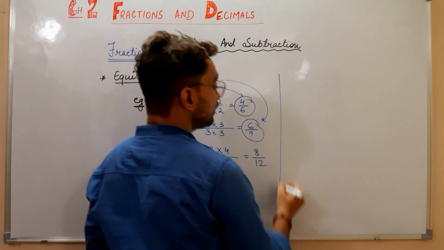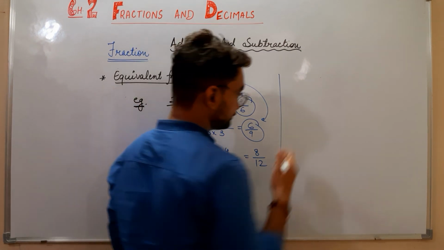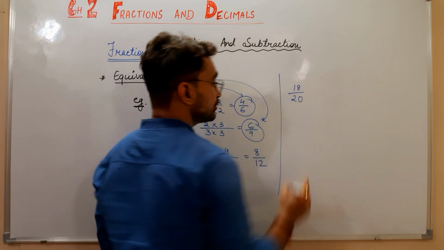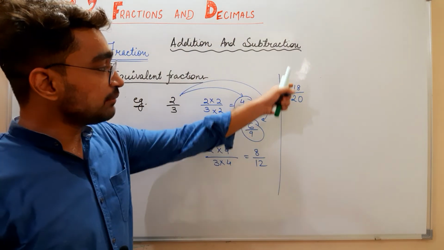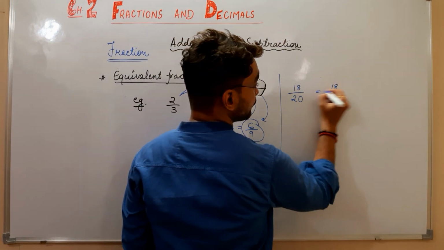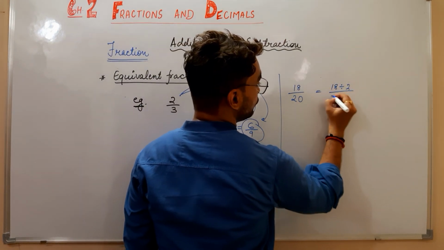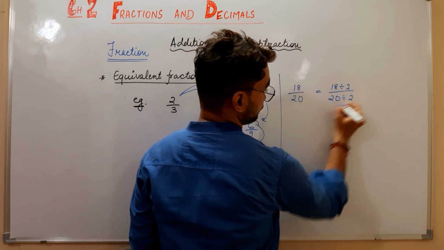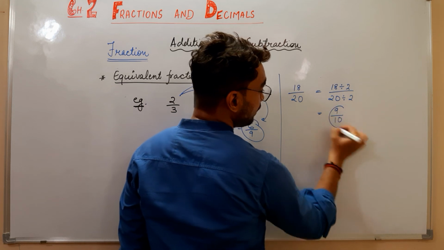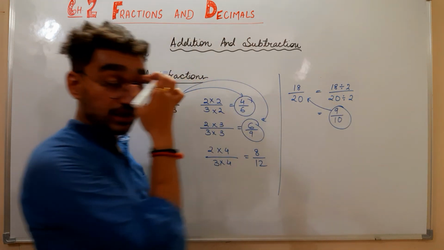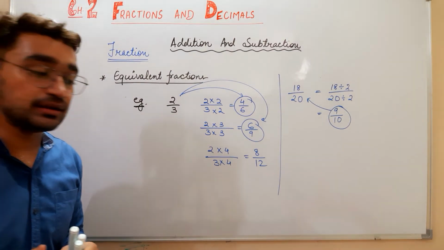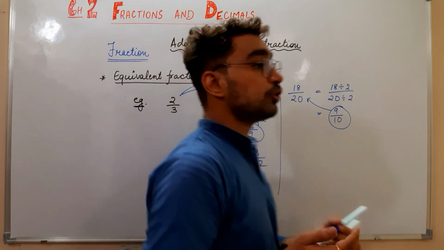If I'm saying find out one equivalent fraction of 18 by 20. This 18 by 20 can be divided by one number, that is by 2. If I am dividing 18 by 2 and 20 also by 2, 18 divided by 2 is 9, by 10. So 9 by 10 is also the equivalent fraction of 18 by 20. I can do it by division also. Both ways are similar, either by multiplication or by division.